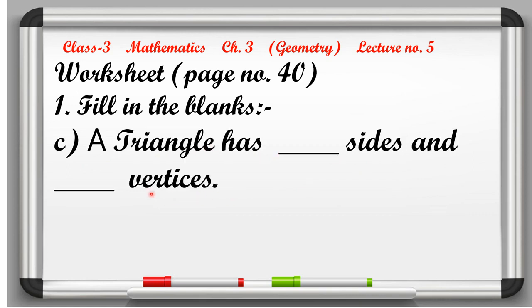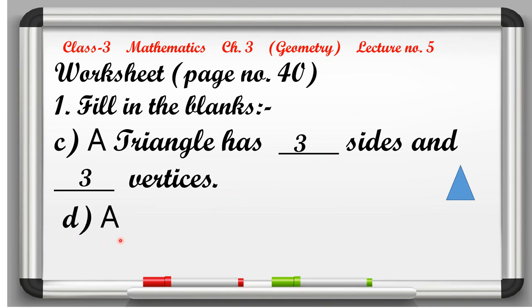So here beta, we can draw a triangle at the side, and after that we can easily find out how many sides and how many vertices it has. First we will count the sides. 1, 2, 3. So it means it has 3 sides. Now we will count its vertices. Vertices means corners. 1, 2, 3. So here we will write 3. Means in a triangle there are 3 sides and 3 vertices.